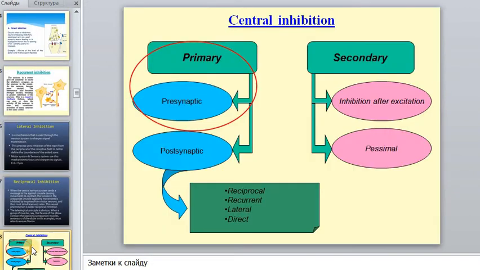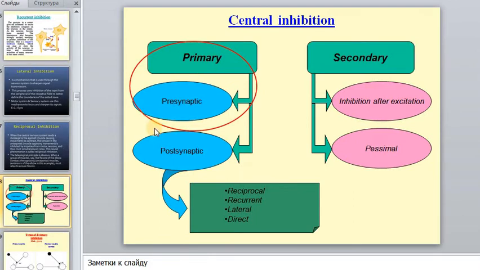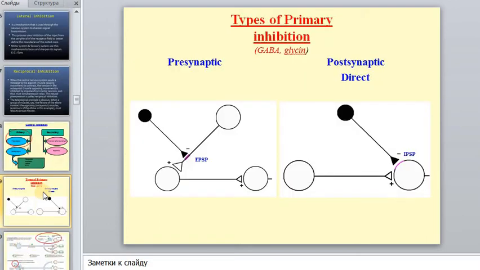And what we have already discussed about a lot of kinds of central inhibition. We discussed secondary inhibition and postsynaptic inhibition. It is a kind of primary central nerve inhibition, and we have only presynaptic inhibition. Look at this slide. What we see is the types of primary inhibition, and in this case we have presynaptic inhibition.